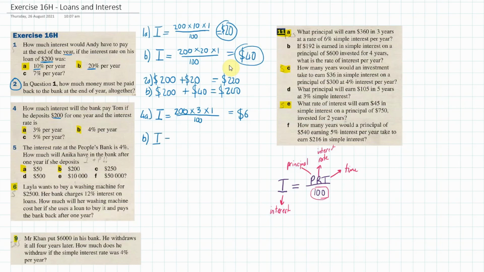B. This time, everything is the same. So he's invested the same amount, the $200, but the interest rate is slightly higher. It's a 4% interest rate, and it's still over 1 year. So if you work that out in your calculator, you're going to get $8.